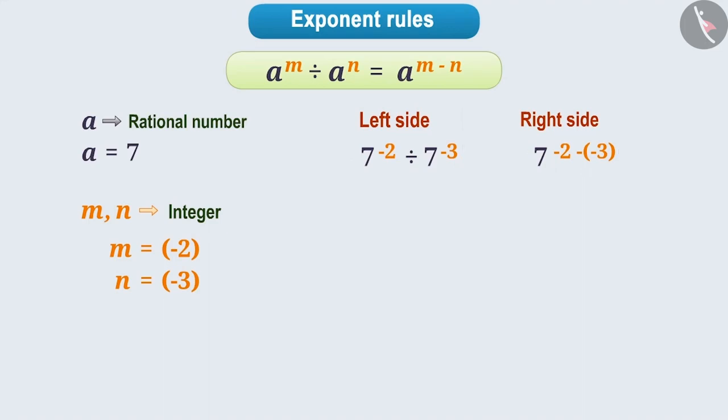By simplifying the right side, we will get 7 to the power minus 2 plus 3 is equal to 7 to the power 1. Now we will simplify the left side. 7 to the power minus 2 divided by 7 to the power minus 3 is equal to 1 upon 7 to the power 2 divided by 1 upon 7 to the power 3. Can you tell how will we simplify this division now? Give it a thought.